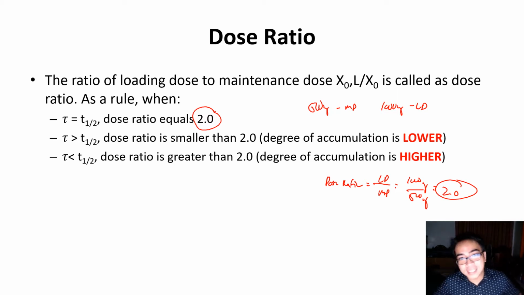Now, normally, class, ang dose ratio kasi, technically, it doesn't really depend on the drug. The dose ratio, yes, it depends on the dose of the drug, kaya nga dose ratio. Pero kasi the degree of accumulation, how well is the drug accumulating, is basically dependent on 2 factors. It's the dosing interval and the drug's half-life. How often are you given the drug? And what is the drug's half-life? Kasi kung titingnan nyo, class, halimbawa ito.